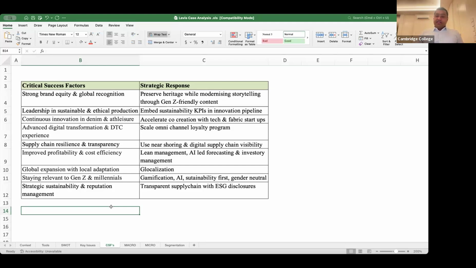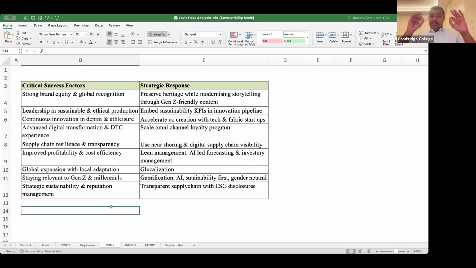Supply chain resilience and transparency. Improved profitability and cost efficiency. So if you want to remain the market leader, I think they have about 65 to 70% market share. If you want to remain there, you need to excel. You need to be the best in the industry in all these critical success factors, factors that are critical to succeed in the industry. Global expansion with local adaptation, because there are different consumer tastes in different markets.